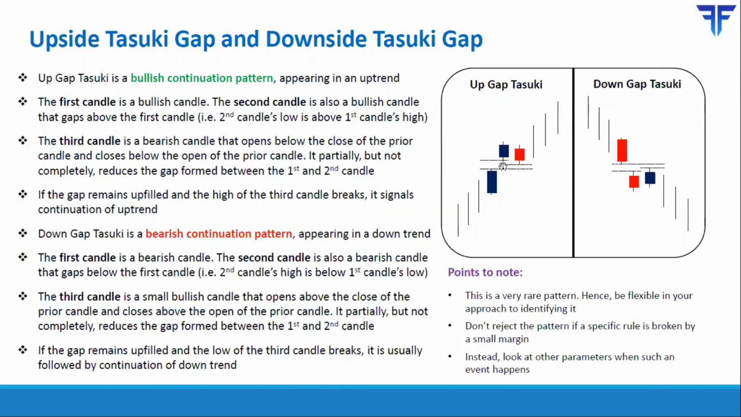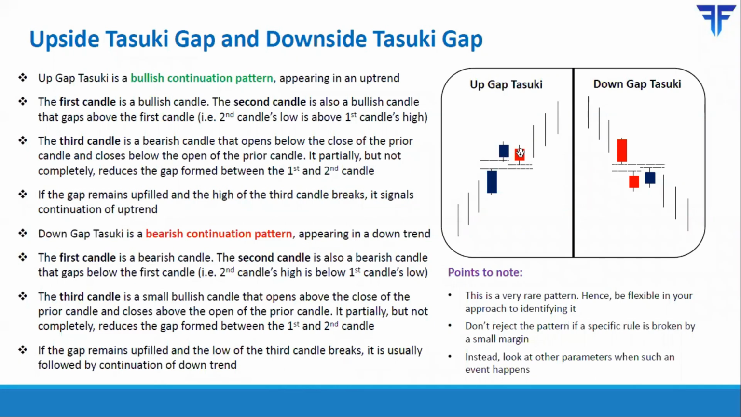So this region indicates that there is a gap between the first and the second candle. Now the third candle is a small bearish candle, which opens below the close of the second candle. As you can see, this is the close of the second candle, and this is the opening of the third candle. And then the third candle falls slightly to close below the open of the second candle.